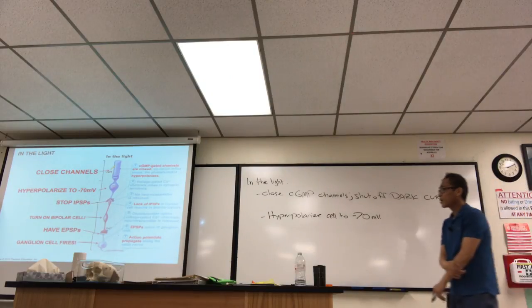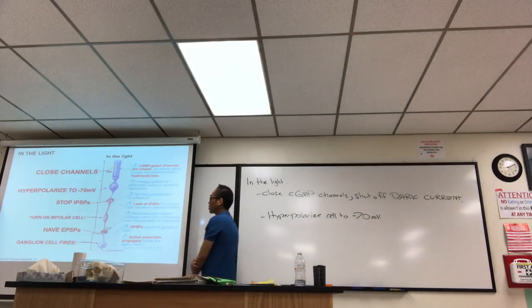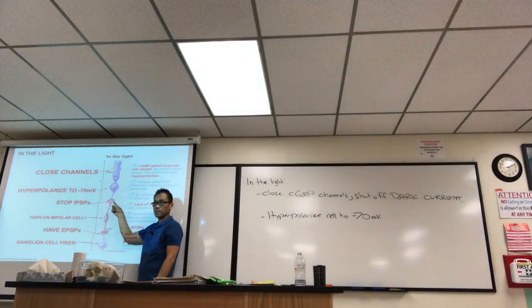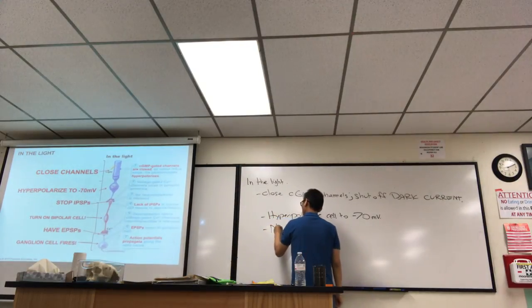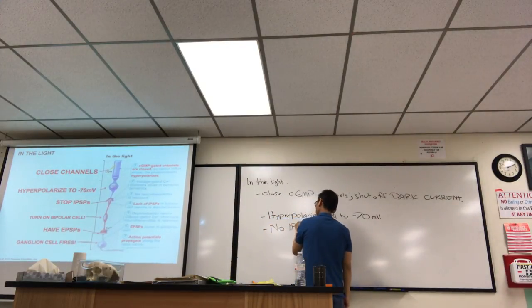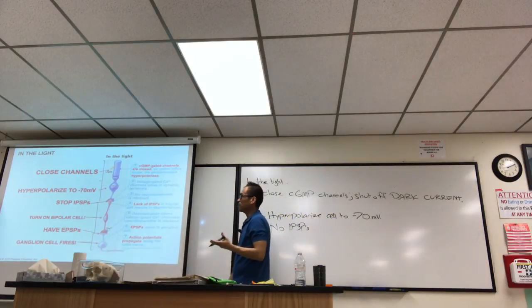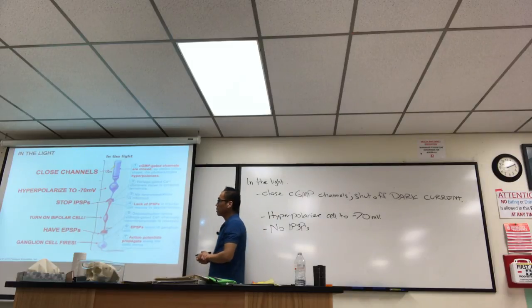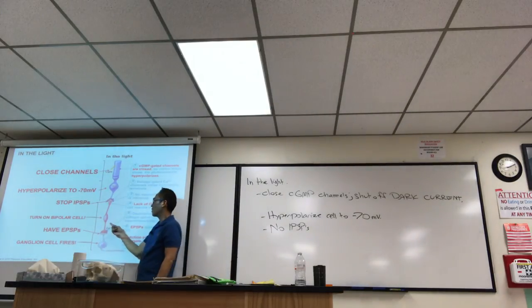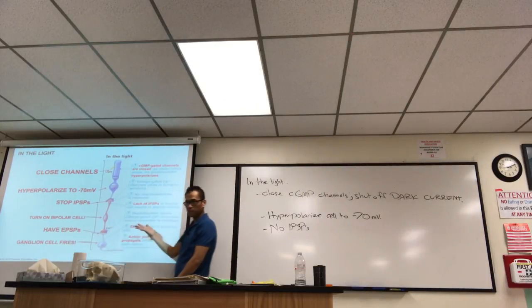So, that cell is now hyperpolarized. It's not going to release neurotransmitter, okay? No IPSPs. It's not on. Negative 70 is basically our resting membrane potential, right? So if you stop the IPSPs, that's basically turning on the bipolar cell. It's the reverse of before.